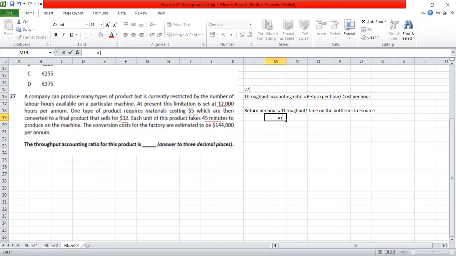See, the selling price is 12 minus 5, divided by 45 minutes. Minutes is given, so we have to multiply the entire thing by 60 minutes. So it is equal to 12 minus 5 is 7, 7 divided by 45, into 60. Then we need to find out the cost per hour.